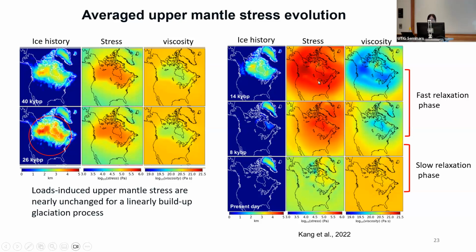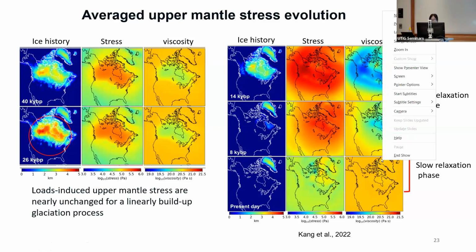This increased stress will induce weakening in viscosity, which will lead to around 1 to 2 orders of magnitude weakening in viscosity. This is a very fast relaxation phase. And then when the ice melting process is done, the stress starts to go back to its background stress. And then this is a slow relaxation phase.